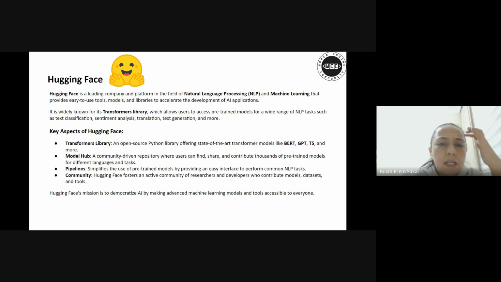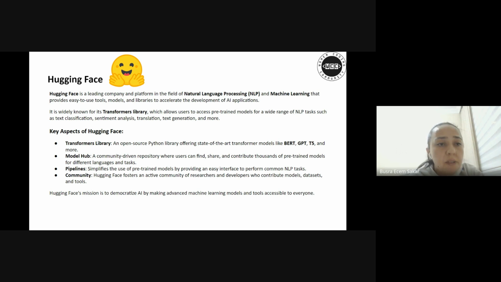Hugging Face is a leading platform and company in the field of natural language processing and machine learning. Hugging Face has transformed the way developers and researchers build AI applications by providing them easy-to-use tools, pre-trained models, and libraries so they can use them in their AI projects. They have some key aspects. The Transformers library, for example, is an open source Python library that offers state-of-the-art transformer models like BERT, GPT, T5. So you can use these advanced models very easily.